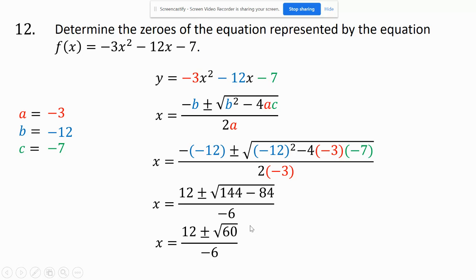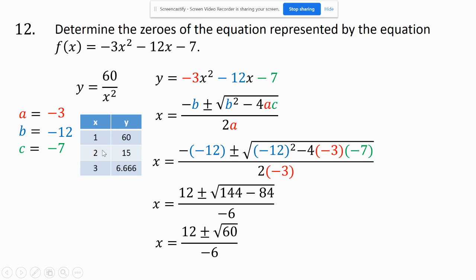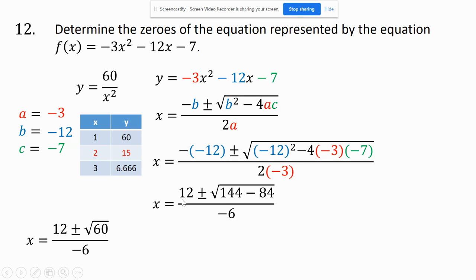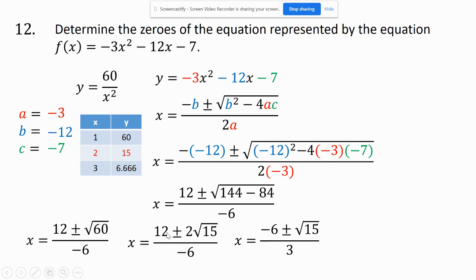I can simplify the square root of 60. If I go back up here and do my little square root thing again, I know it's 4 times 15. The square root of 4 is 2. Or like when I use my little chart, take the last one without decimals. So I have 12 plus or minus square root of 60, which is the same as 12 plus or minus 2 square roots of 15. And notice, once again, I have numbers that will divide on the outside. All of these are reduced by 2, which makes it negative 6 plus or minus square root of 15 over 3.